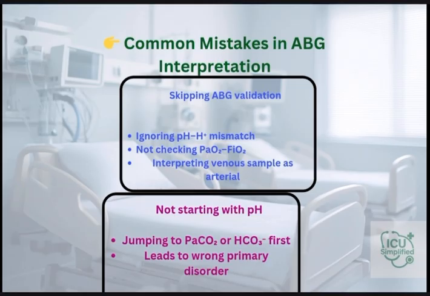Another common mistake is not starting with the pH. Many learners jump straight to PaCO2 or bicarbonate values, which often leads to identifying the wrong primary disorder. Always remember the pH sets the direction. If you don't start with the pH, the entire interpretation can go off track.